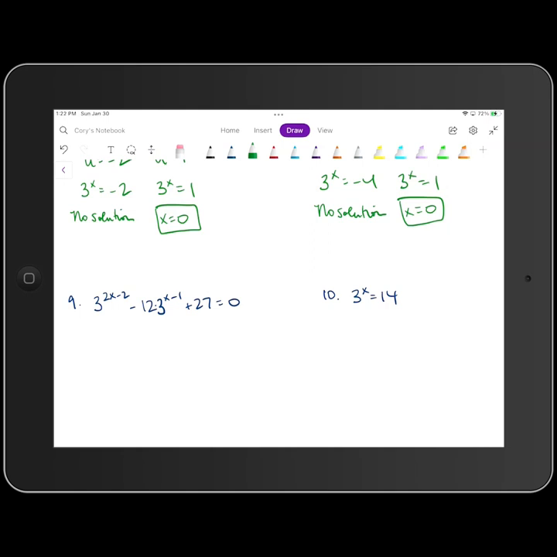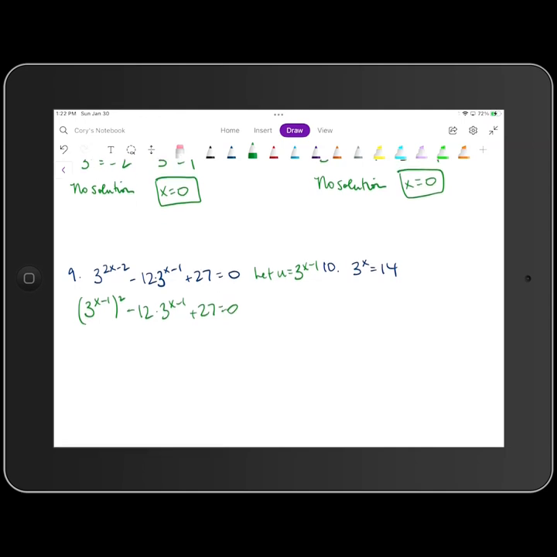Okay, so if we rewrite number 9, this is like saying (3^(x-1))^2 minus 12 times 3^(x-1) plus 27 is equal to 0. And again, we can let u equal 3 to the x minus 1 power. So if we do that, this exponential equation we can rewrite as a quadratic equation.